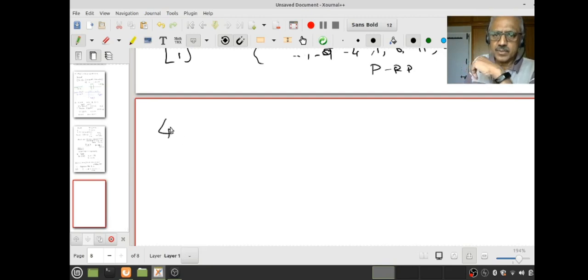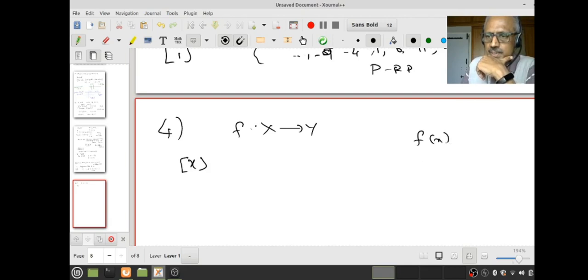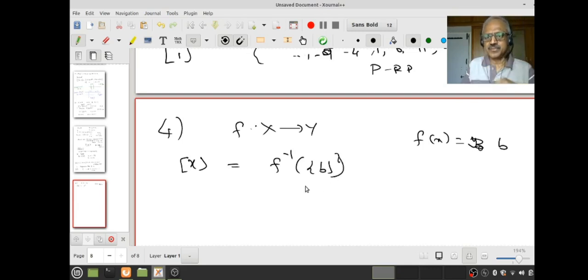And the last example of an equivalence class is easy. This is f from X to Y. So what is the equivalence class of x? Suppose f(x) equals some y naught, let us call it b. Then the equivalence class of x is nothing other than f inverse of the singleton b. Do you remember in the last lecture we defined the inverse image? Let us look at why.